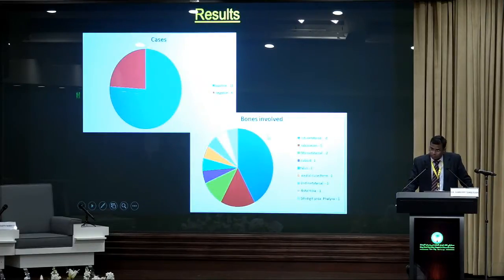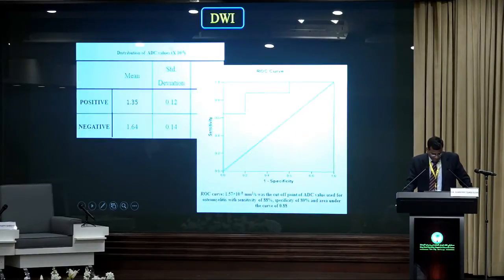Regarding which bones were involved, the first metatarsal was the commonest bone involved, followed by the calcaneum. The mean ADC value in the positive cases is 1.35, while in the negative cases it's 1.64. So it's a significant difference between the positive and negative cases. If you make the ROC curve and put the cutoff at 1.57, then the sensitivity is 80% and the specificity is 80%.